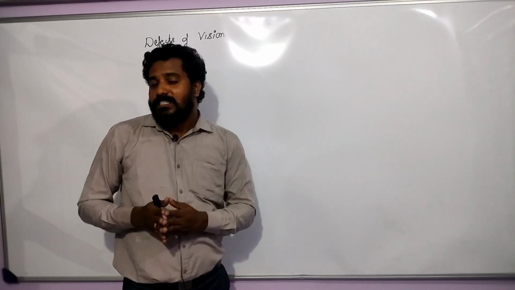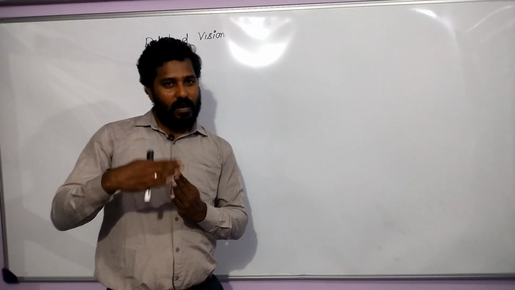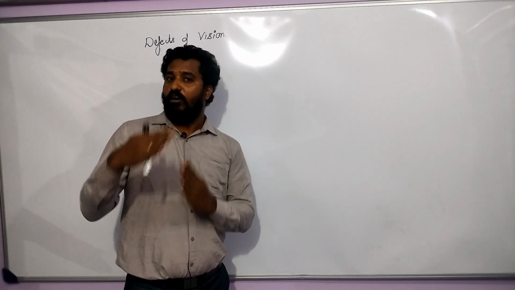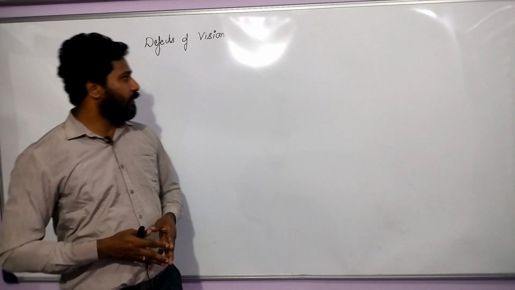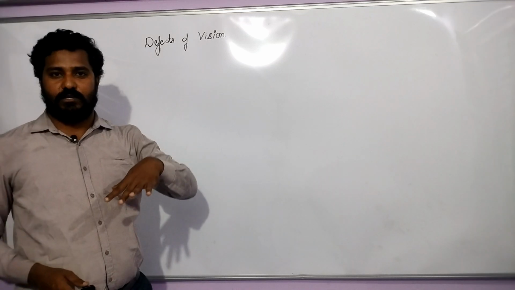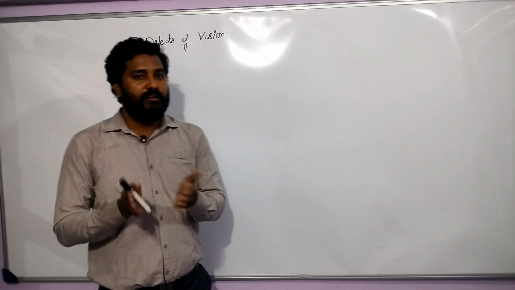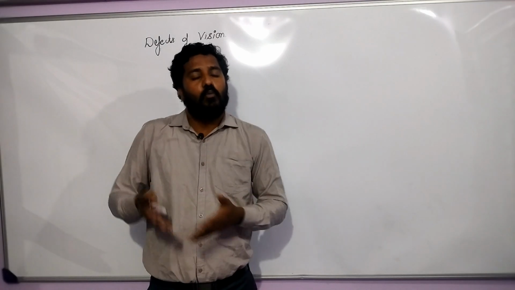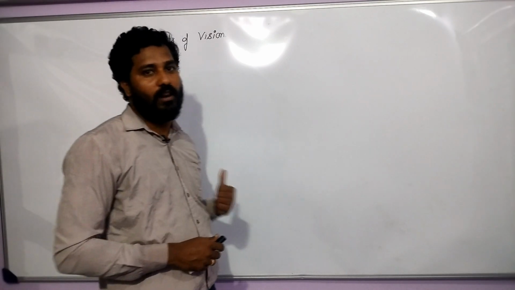Okay. So in the last class, we discussed the human eye, its parts and its different functions, and also the power of accommodation. In today's topic, we are going to discuss the defects of vision. So what are the defects of vision? Defects means disability. So what are the problems associated with the defects of vision? We are going to learn in this.